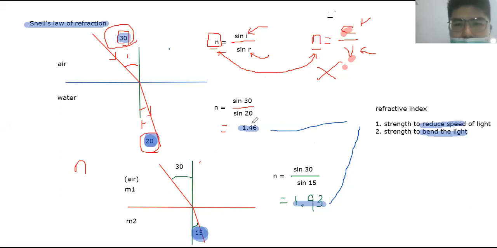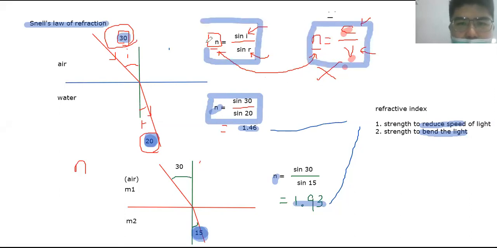Now again, bear in mind that this n is always what? The light always comes from free space. Light always enters from A. Only then do you use this formula. Light always comes from A.